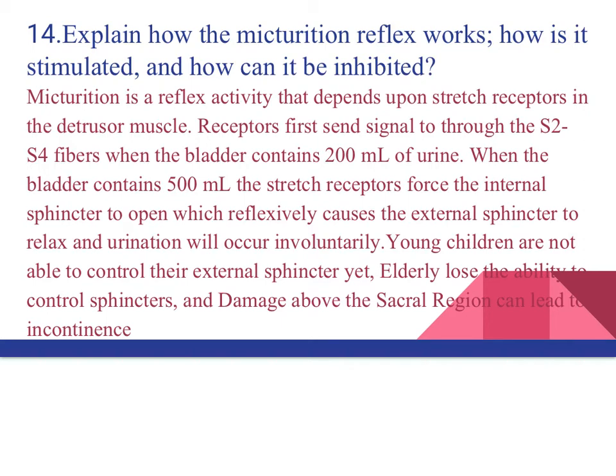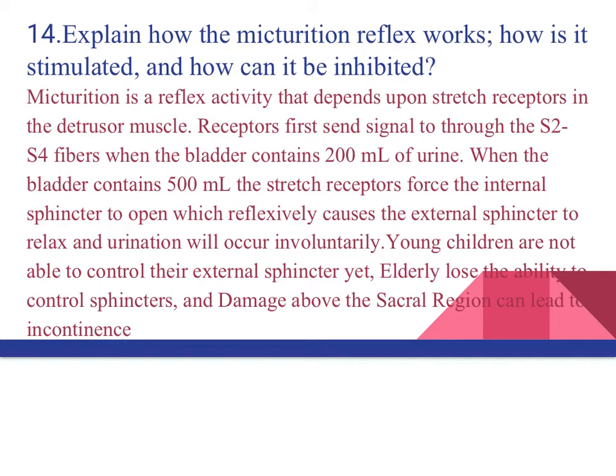This was a common question. We didn't get this far in our reading or in our lecture, but you had the page number for reference. So micturition is the act of voiding or going to the bathroom. Micturition is a reflex activity. It depends on stretch receptors. So we have different types of receptors, right? The stretch receptors are in the detrusor muscle, which is in the wall of the bladder.